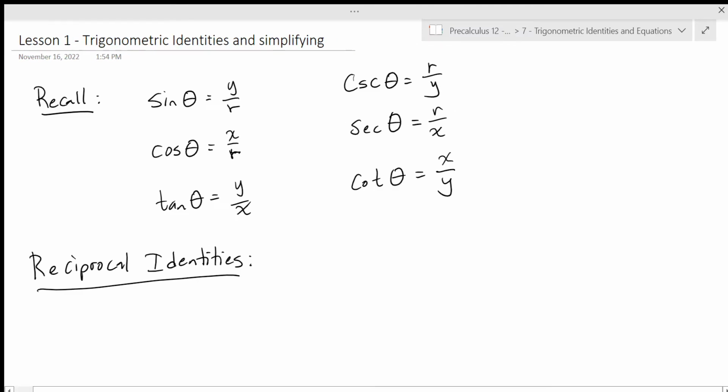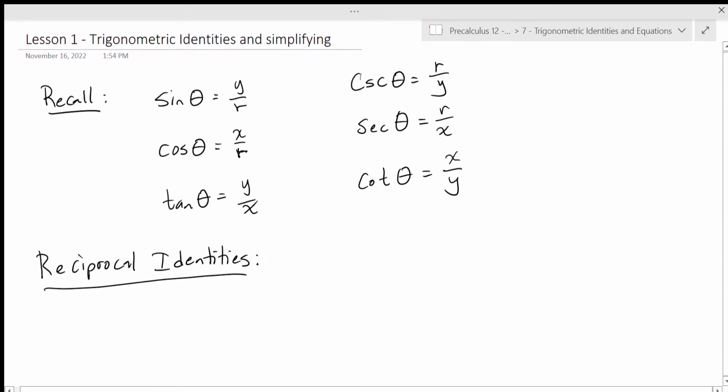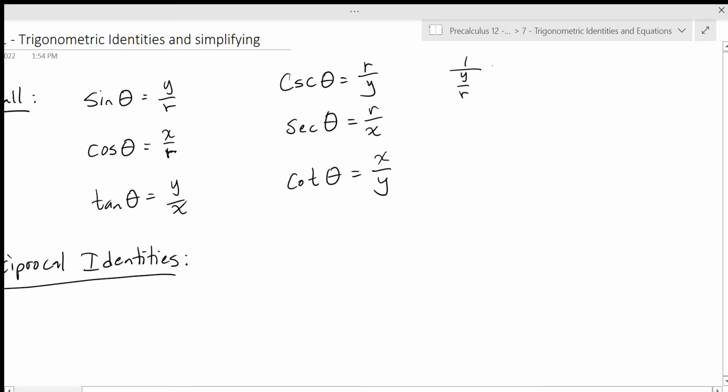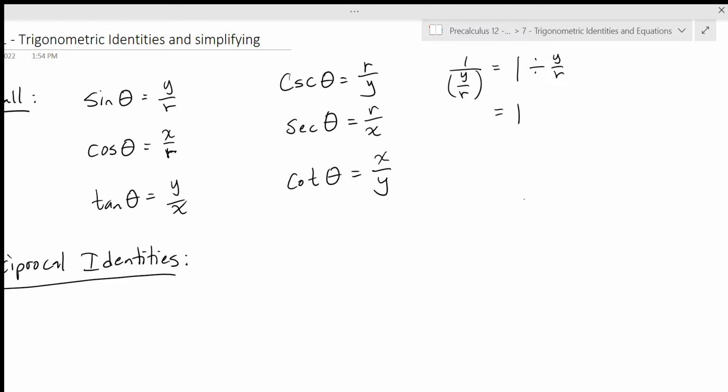And I'm going to show you this just for sine. So let's say we wanted to work out what is 1 over sine theta. So we want to know 1 over y over r. So that is equal to 1 divided by y over r. So see here, the order is important. We're taking 1 and we're dividing it by the result of this division. So we want to take 1 divided by y over r. This is equal to 1 times r over y, which is just r over y.